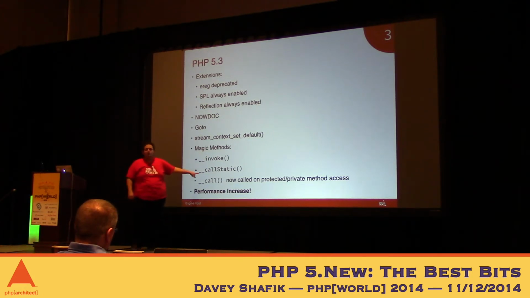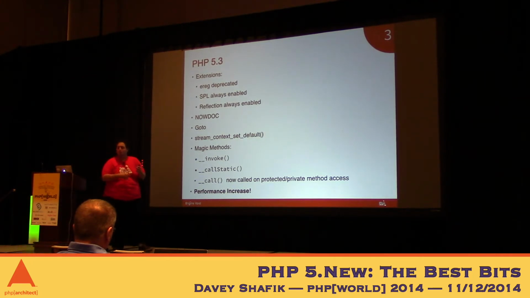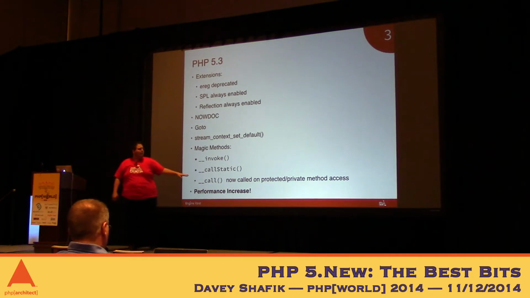They also added __callStatic. So if you know __call, well, if the method doesn't exist, it will call __call with the name and the arguments. This is the equivalent, but for static methods. And then __call was actually changed. So prior to this, if you tried to access protected and private methods, you would get the access warning. You can't access that. Instead, if __call is defined, it will call that. And again, the performance increase was huge.